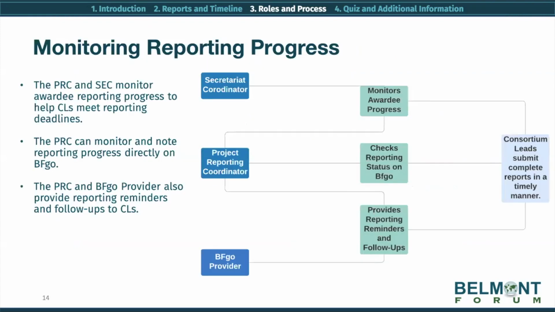Monitoring reporting process is a crucial part of the Project Reporting Coordinator's oversight duties. The Project Reporting Coordinator works with the Secretariat Coordinator to monitor the reporting process, which can be done directly through the BFGO system, and help consortium leads meet reporting deadlines. The Project Reporting Coordinator can also provide reporting reminders and follow-ups to the consortium leads.